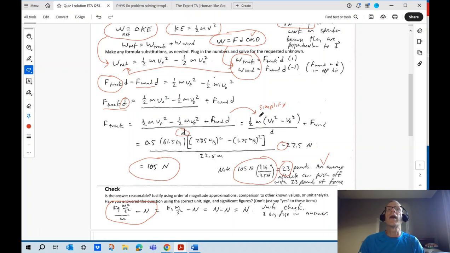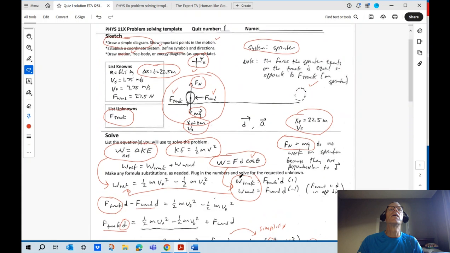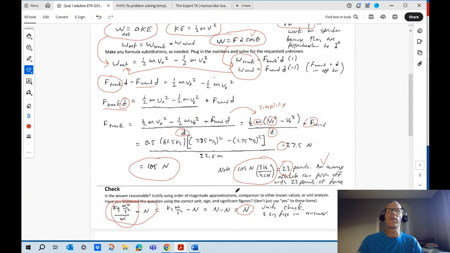So we just plug in, we've got kilograms, meters squared per second squared divided by meters, and then we've got newtons. We simplify, so a meter cancels here. We end up with kilogram meters per second squared, which is a newton. So the units check out as well. And all the numbers here had 3 significant figures, and my answer has 3 significant figures. So checks out.